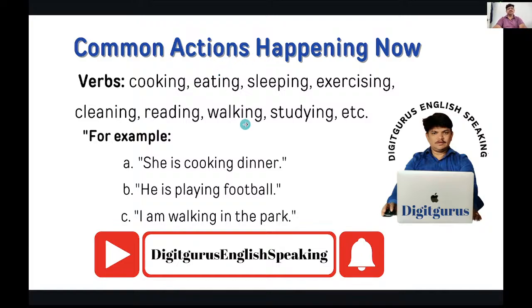We do so many actions, and they happen around us. These actions, and the verbs we use for them, are common actions: cooking, eating, sleeping, exercising, cleaning, reading, walking, and studying. These are common actions that happen around us, and sometimes we also do them.